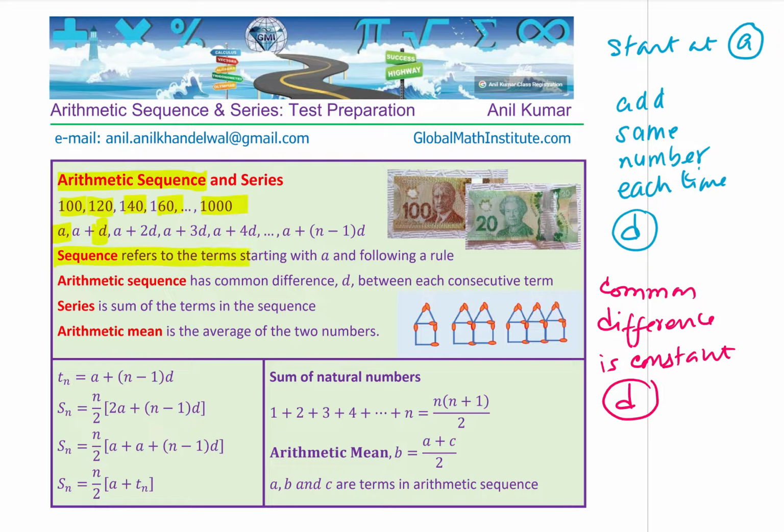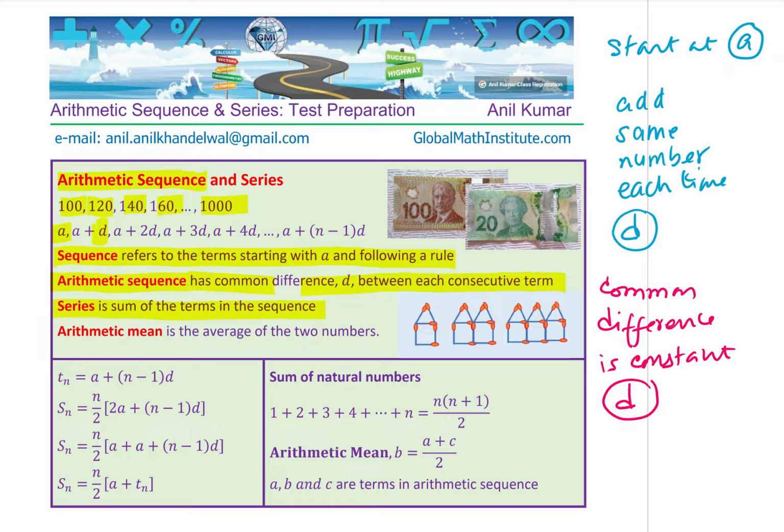So a sequence refers to the terms starting with A following a rule, and when we talk about an arithmetic sequence, it has a common difference D between each consecutive term. Consecutive means terms which come one after the other. Now, when we talk about the arithmetic series, it means addition of these terms, right? And here, there is a very important formula.